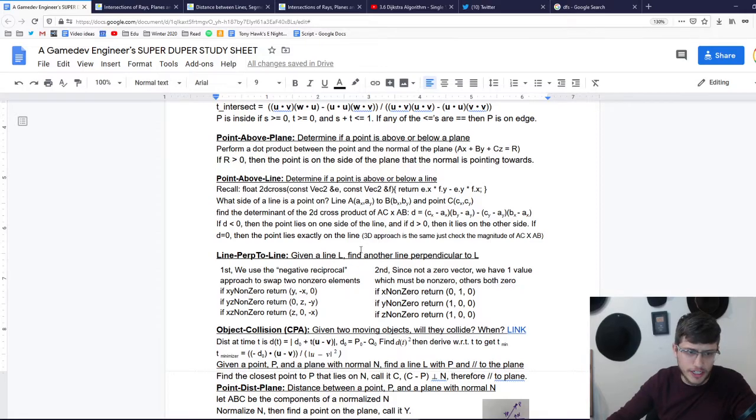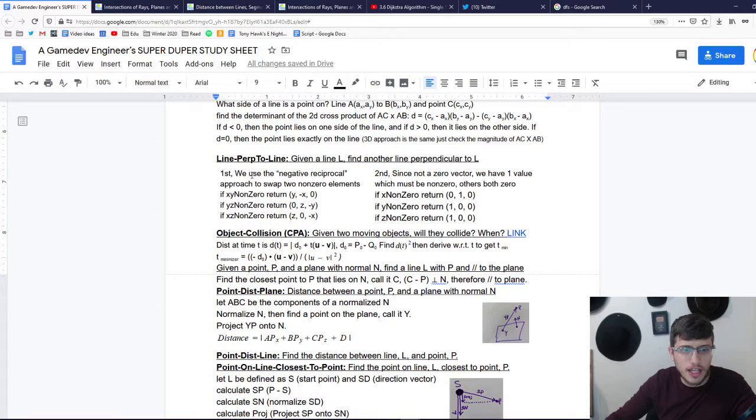Okay, so let's continue. To check if a line is perpendicular to another line. Oh, sorry, no. You want to, given a line L, find another line perpendicular to the line L. So that is surprisingly complicated. Back in grade school, I don't know if you remember this, when you're doing rise over run on a 2D graph, it's actually pretty easy. You just take the negative reciprocal.